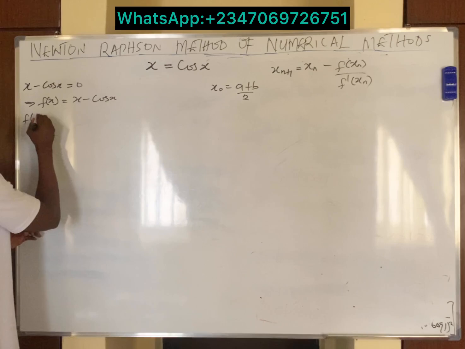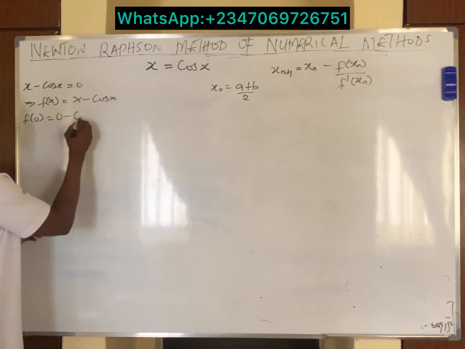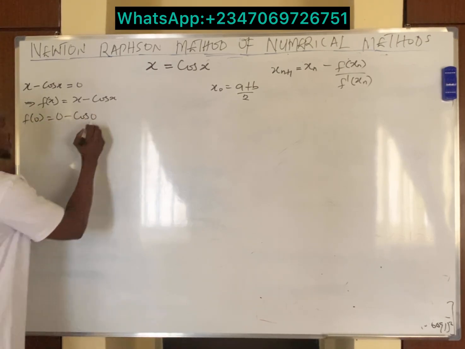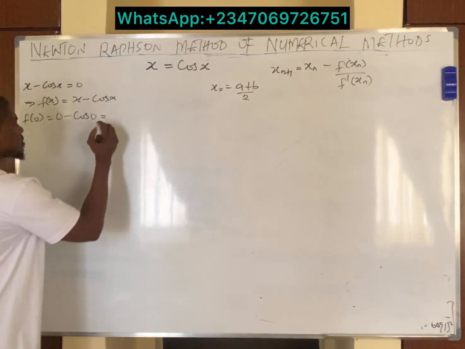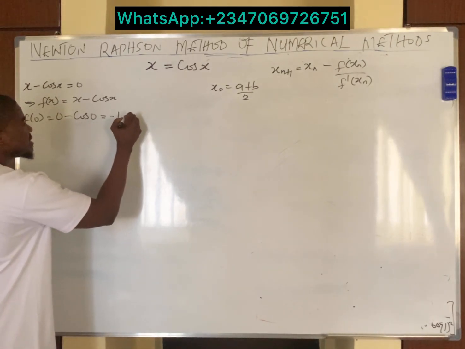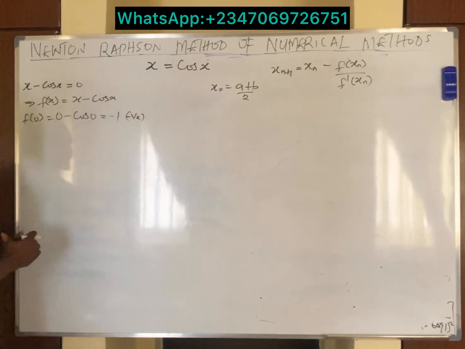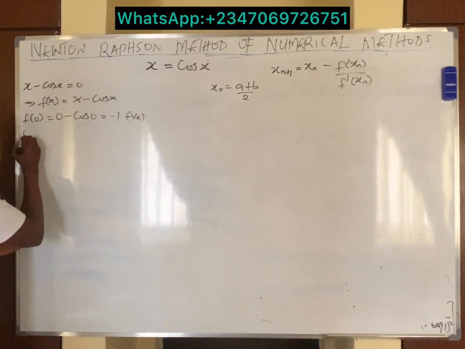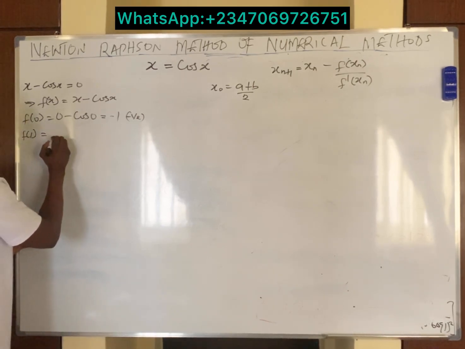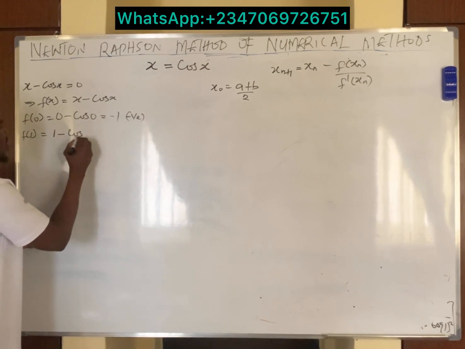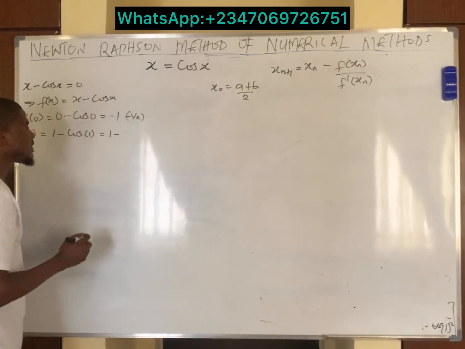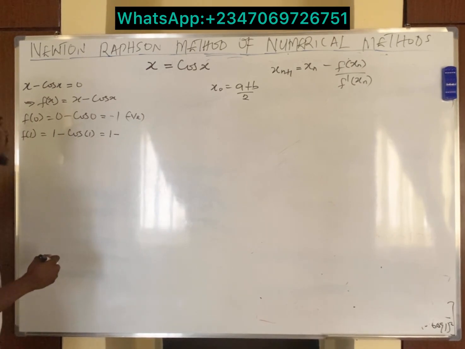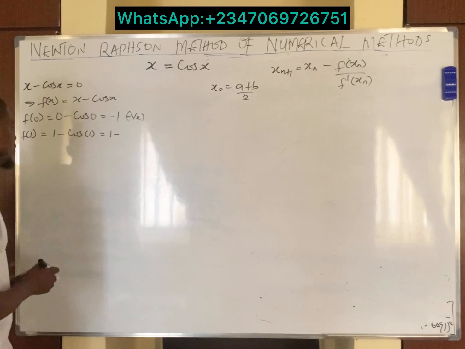f of 0 is going to be equal to 0 minus cos 0, and of course cos 0 is simply 1, both in radian mode or in degrees. So this will give us negative 1. Now this value is simply negative. Now we try the next value when x is equal to 1. So we punch f of 1. This is going to be equal to 1 minus cos 1. Okay, so this is going to be 1 minus, let's find what cos 1 is. So remember to put your calculator in radian mode for this.